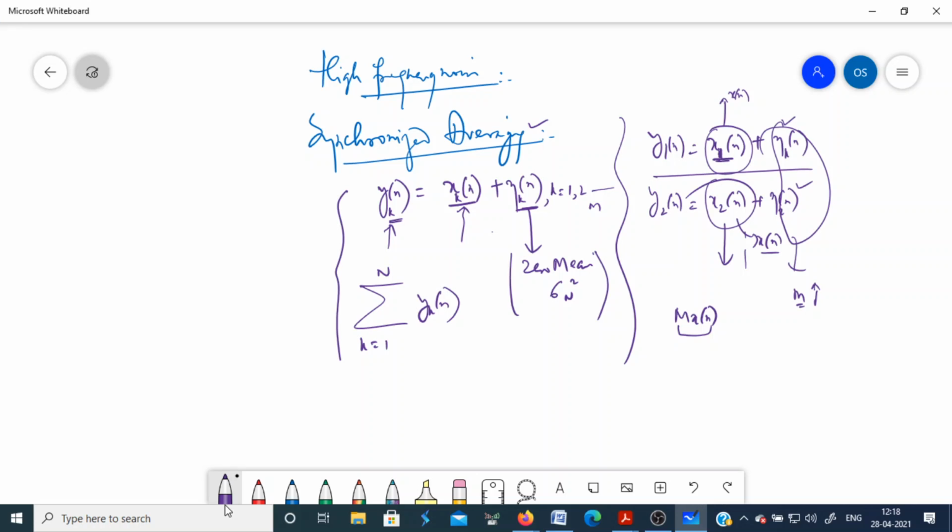But in synchronized averaging, there is one thing: all these signals must be aligned together. Okay, so suppose you have an ECG signal. So this is the original signal and it gets corrupted by some random noise, and so on. This is one copy. Then you again measure the signal. So we assume that the signal is the same, only the noise is changing. Since it is a random noise, the noise will be different in this case, and so on.